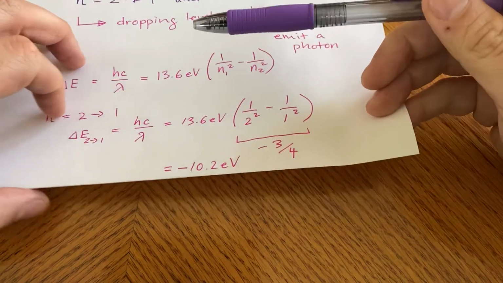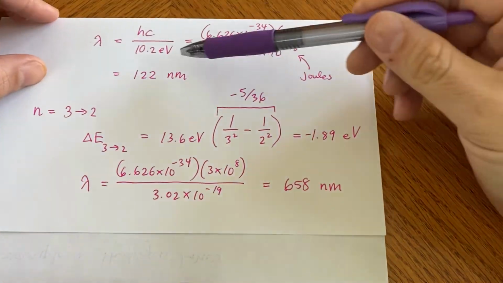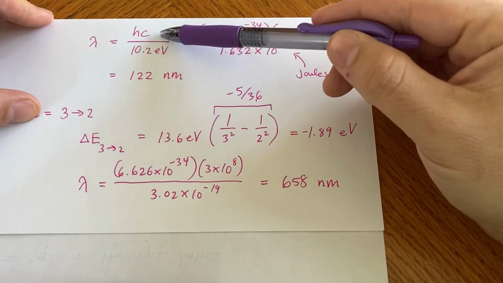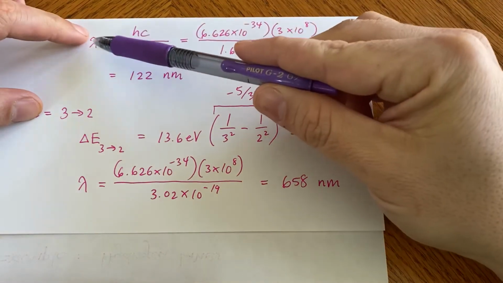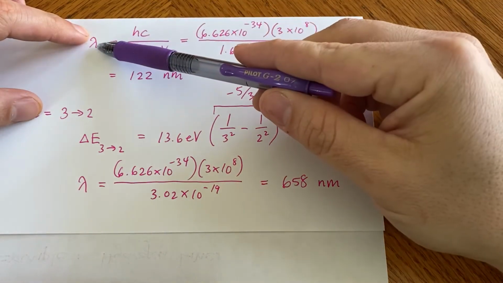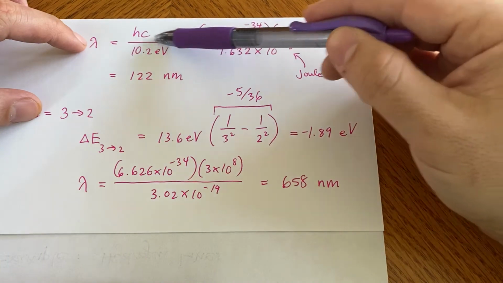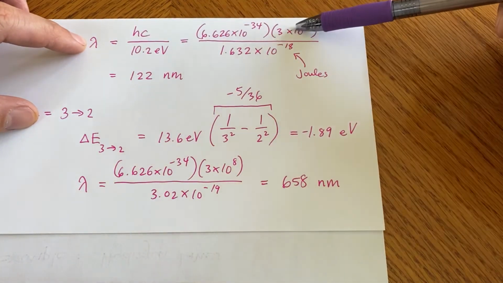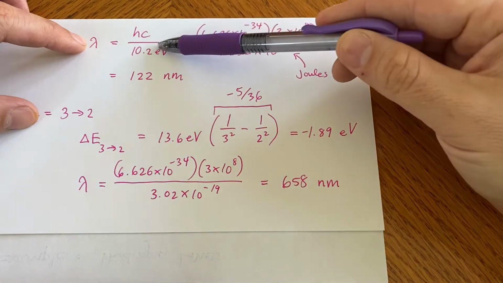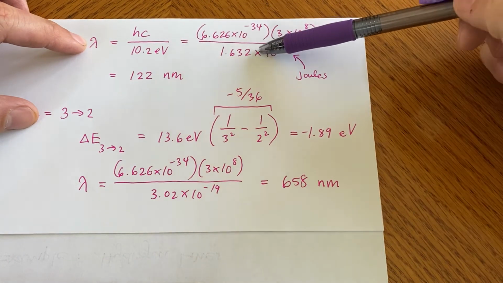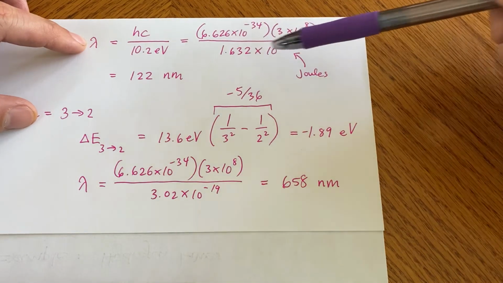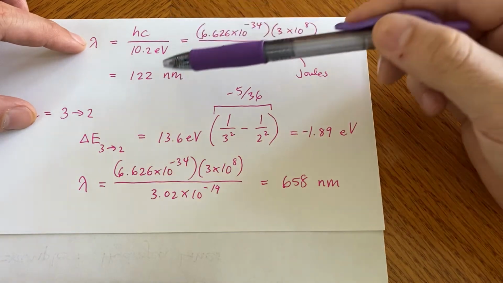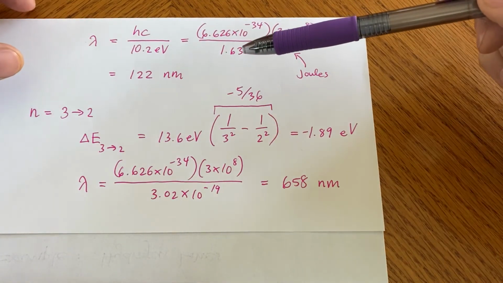So we want to convert that into a wavelength. So now we relate the wavelength to the energy, and we want this to come out in meters or nanometers. So this needs to go into joules. So h is this number, c is this number, and then 10.2 electron volts is this many joules. So when we work this out, you should find 122 nanometers.